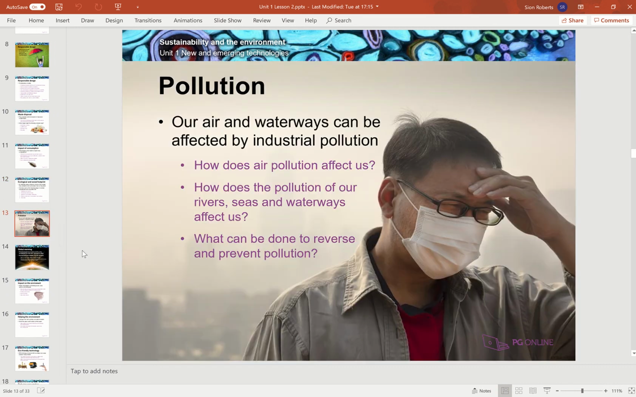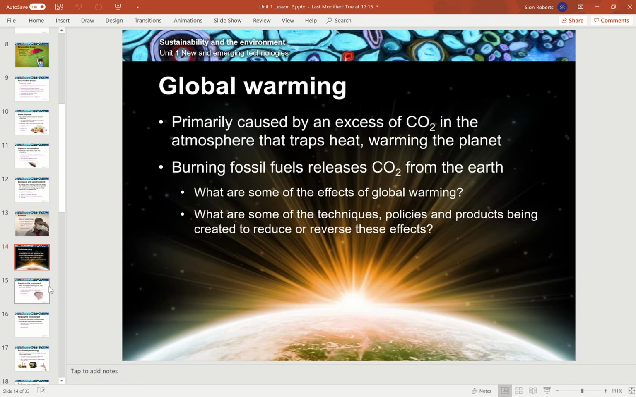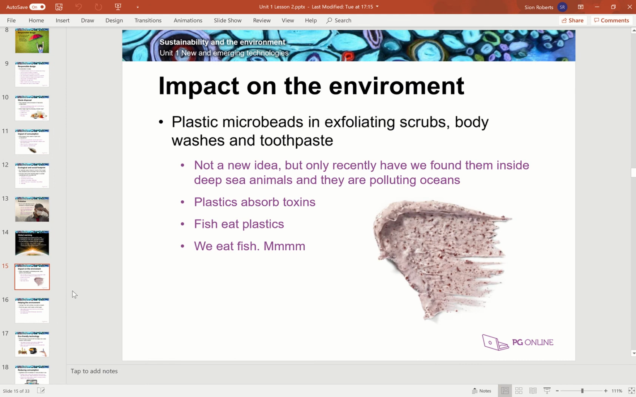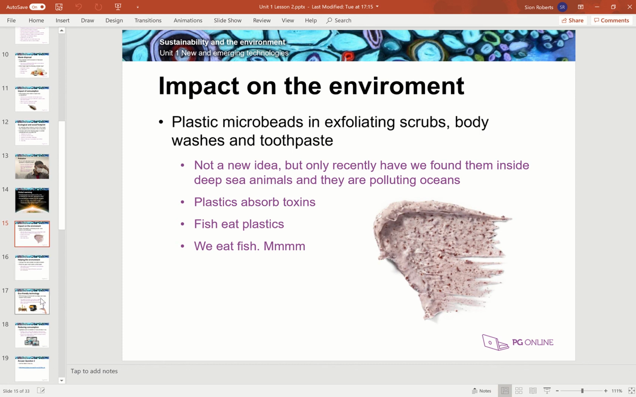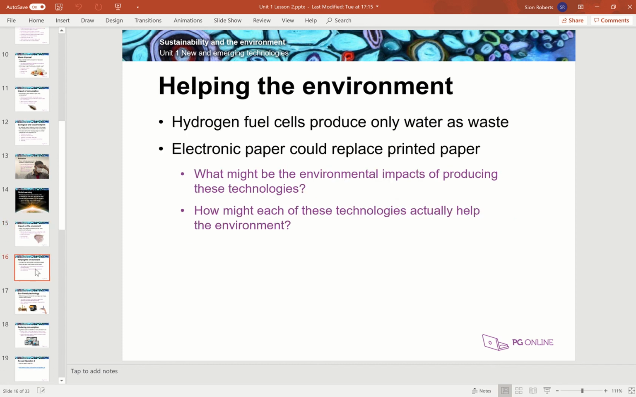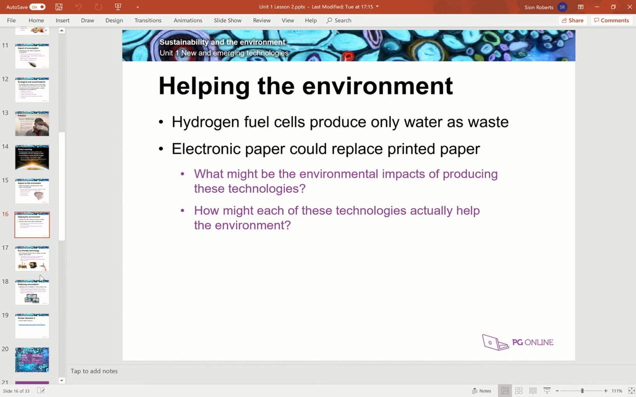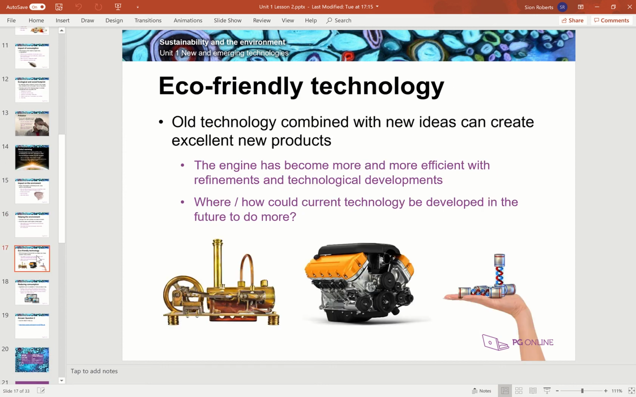And pollution, global warming, and the impact on the environment are all aspects that designers need to be thinking about when they are going through initial concepts all the way through development to an actual prototype. Helping the environment, we can talk about hydrogen fuel and other aspects. We can talk about more digital, less paper being used, less deforestation. And there's a lot of overlap with the other unit for this.